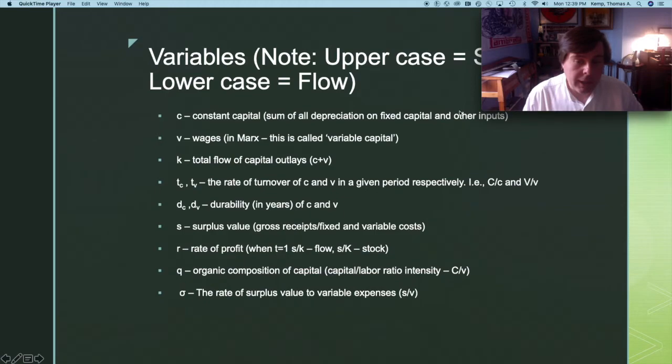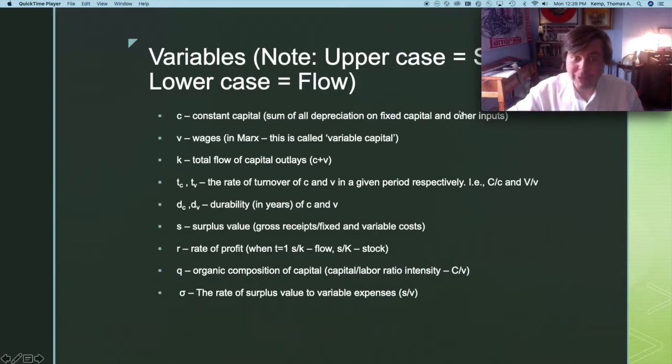S then is an important concept in Marx. It's surplus value. What Marx meant by surplus value is the gross receipts of the firm. You can think of it as all the revenues that the firm takes in over their fixed and variable costs. So it's a ratio of receipts to cost. You might say, well, that sounds kind of like profit. Well, yes, it is similar, but it's not the same.